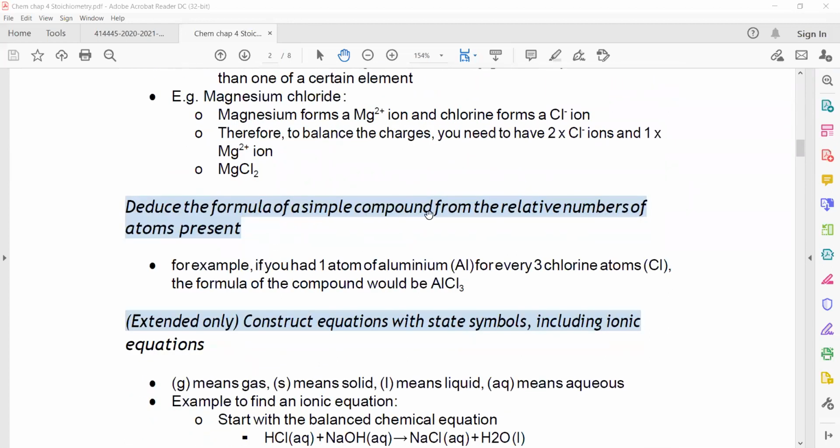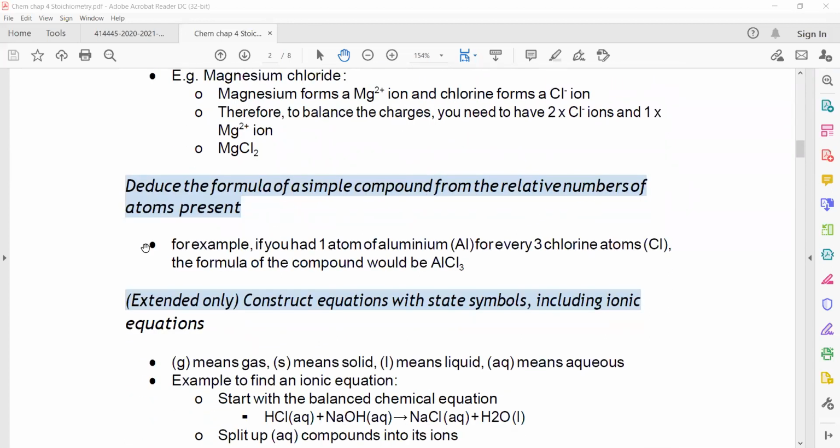Deduce the formula of a simple compound from the relative number of atoms. For example, if a compound contains 3 aluminum atoms and 3 chlorine atoms, or 1 aluminum atom and 3 chlorine atoms, what will the formula be? You should be able to deduce that formula by the number of atoms present.